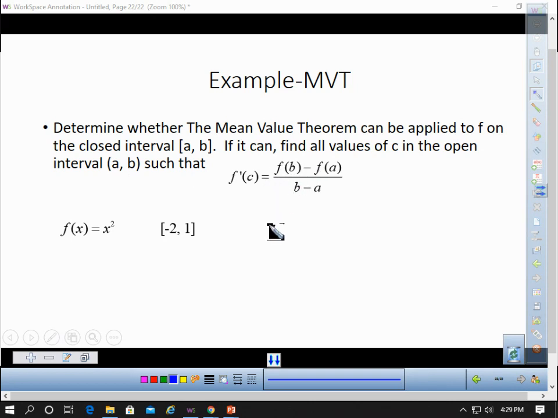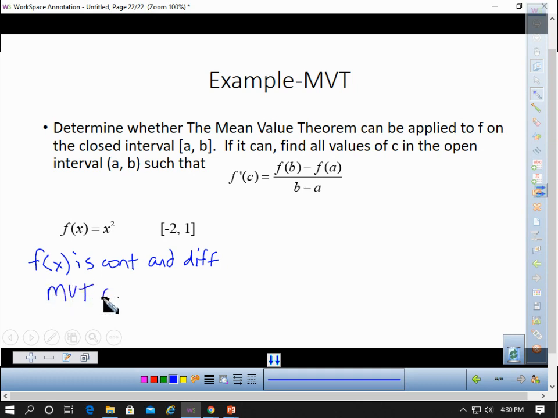So the first thing I have to check is, is f of x continuous? f of x is continuous because x squared is a polynomial, that's a parabola, and it's also differentiable because the derivative of this is 2x, and that's a continuous function as well. So f of x is both continuous and differentiable, so the mean value theorem applies. So we're good to go. That means this thing holds true.